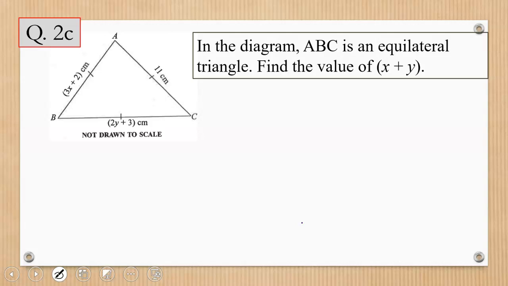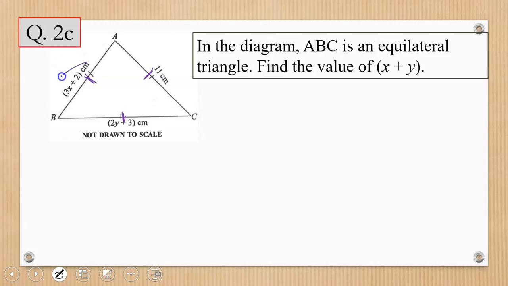Let's do the last question. In this question, we have the diagram shows an equilateral triangle. We have to find the value of x plus y. When we talk of an equilateral triangle, we all know that it is a triangle that has all sides equal and all the interior angles also equal. And so the side here, which is 11, should be the same as the side here, which is 11 as well, and here too should be 11 as well.